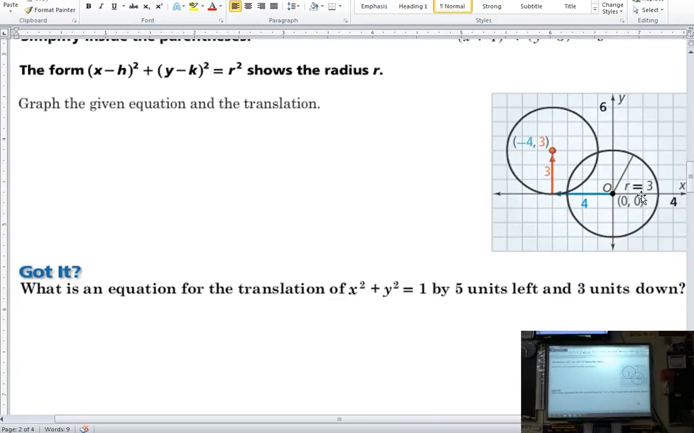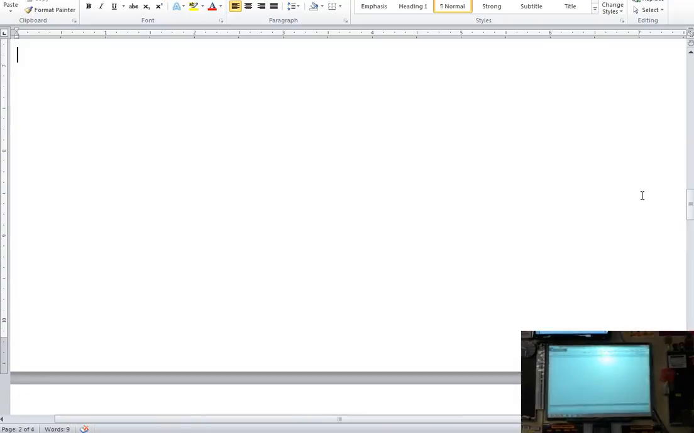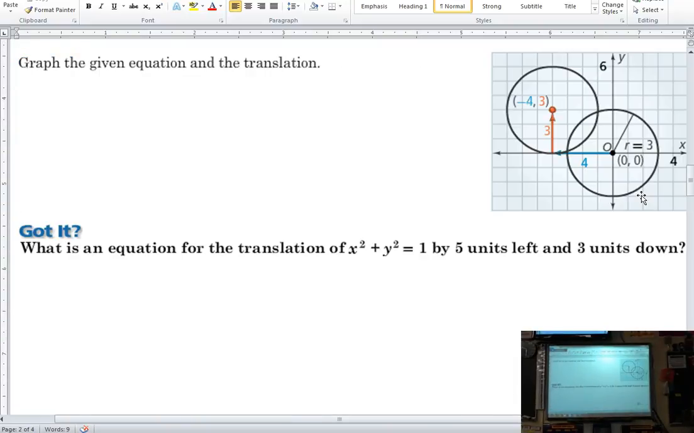So, try our got it. If we want to translate 5 left and 3 down, where is that going to make our center?